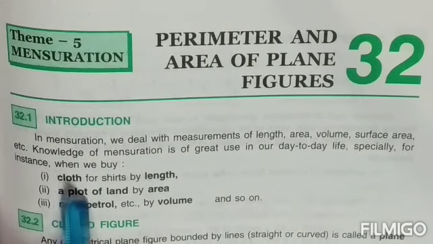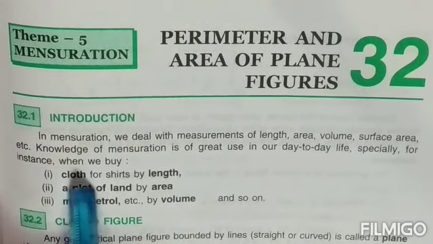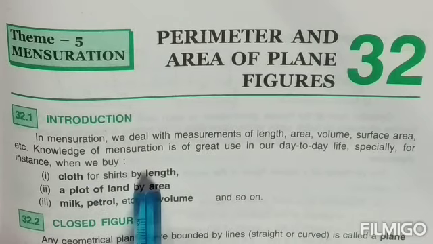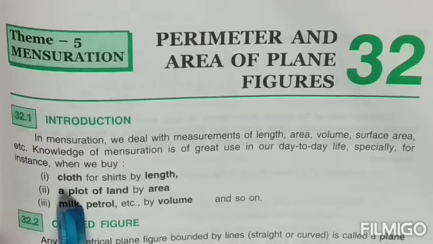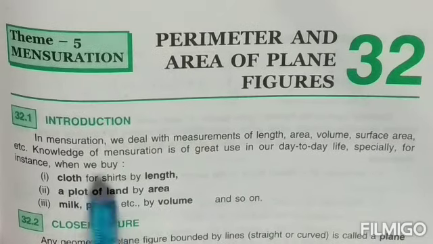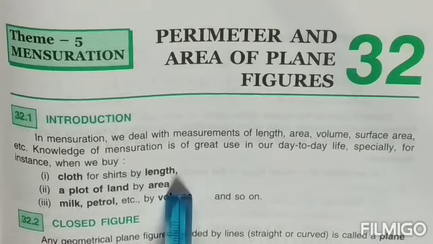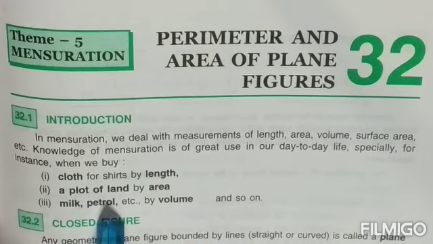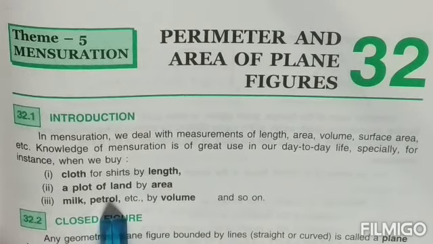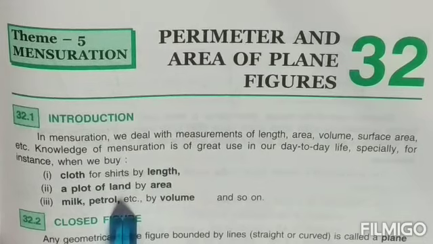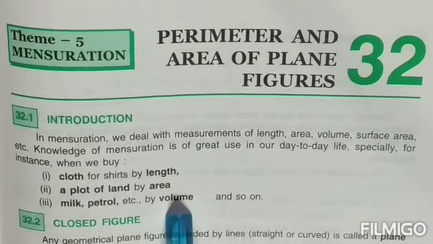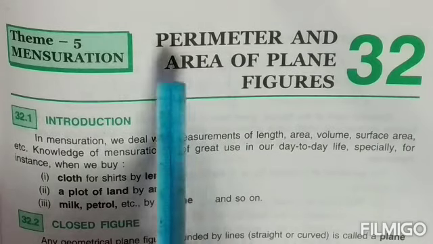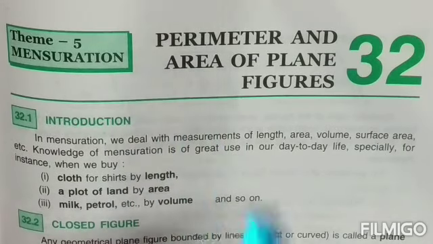Especially when we go out to buy cloth, maybe for a skirt or for a shirt, we need it by length. When a plot of land is being purchased, it is purchased according to the area. Milk, petrol, maybe a cold drink, anything we purchase in the form of liquids, is purchased by volume. So all these things, children, we study under mensuration.